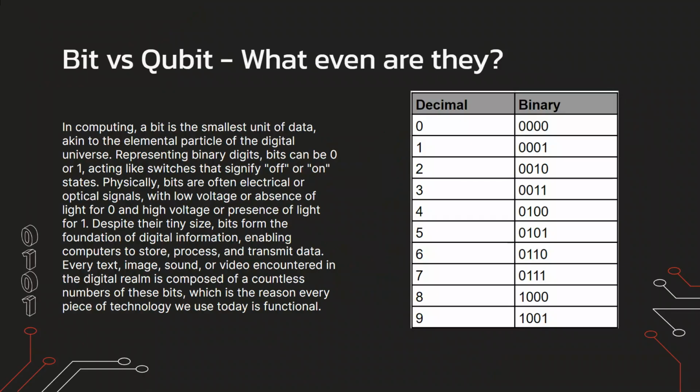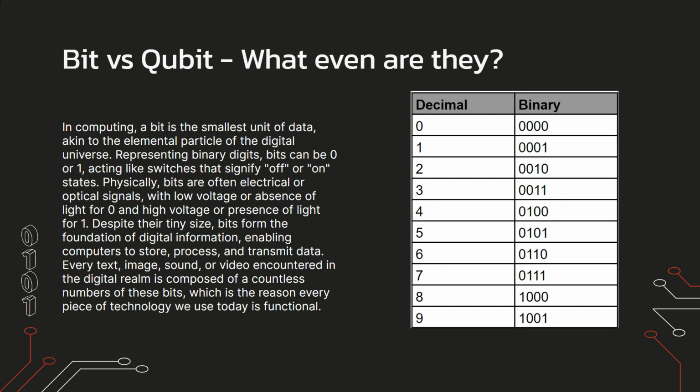So first, let's talk about bits and qubits. What even are they? In computing, a bit is the smallest unit of data, akin to the elemental particle of the digital universe. Representing binary digits, bits can be 0 or 1, acting like switches that signify off or on states. Physically, bits are often electrical or optical signals, with low voltage or absence of light for 0, and high voltage or presence of light for 1.